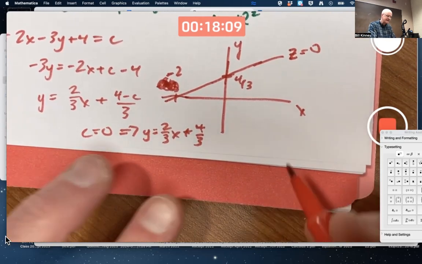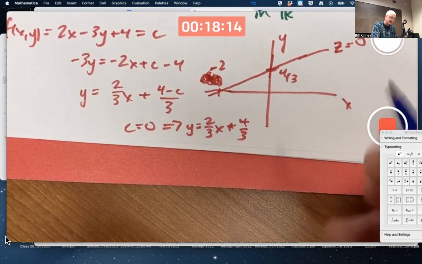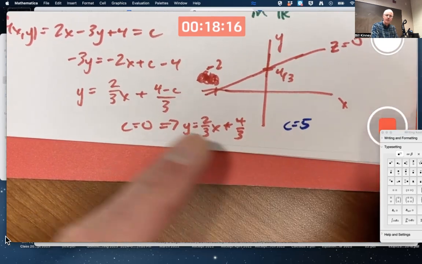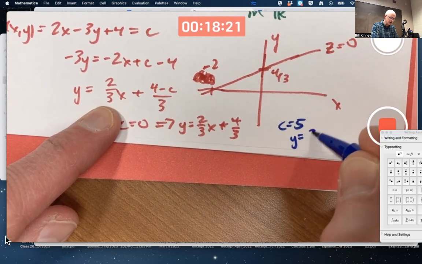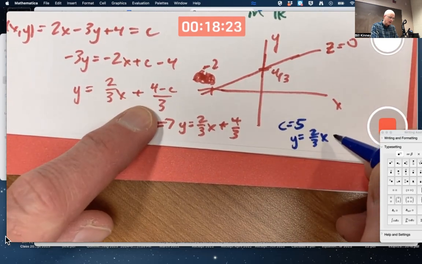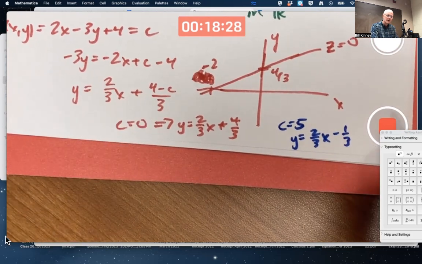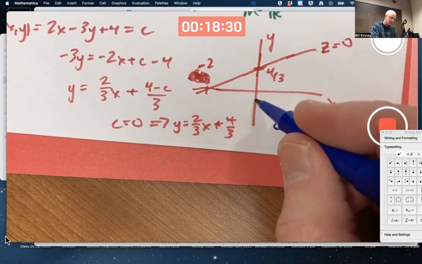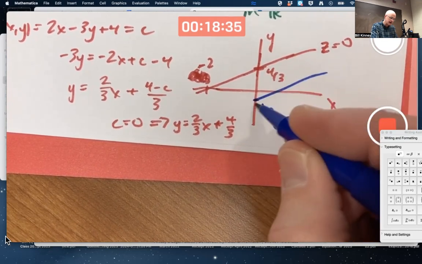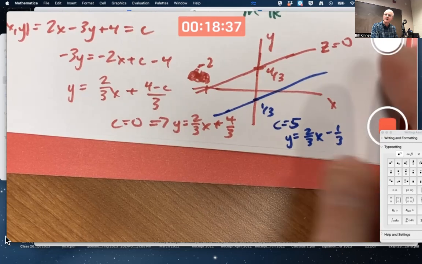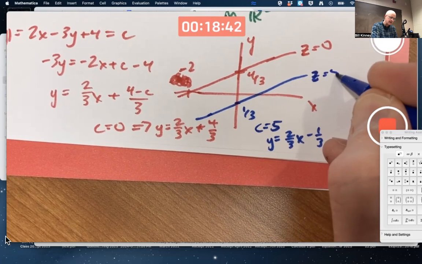What about the output c equals 5? If c equals 5, replace c with 5 there, you get the equation y equals 2/3 x plus 4 minus 5 is negative 1, minus 1/3. Line with a slope of 2/3 and a y-intercept of negative 1/3, parallel to the original line there, which is what we saw in Mathematica. That corresponds to an output z equals 5.